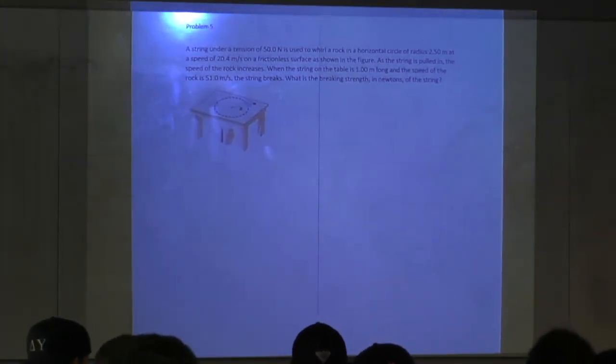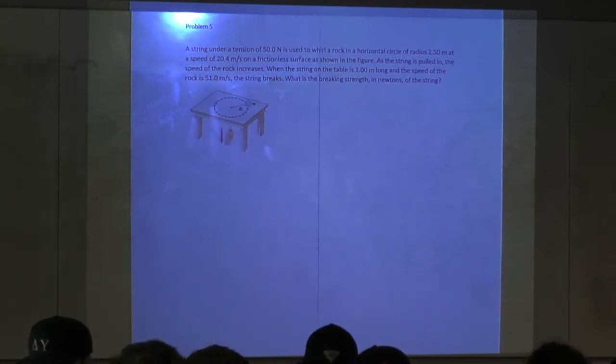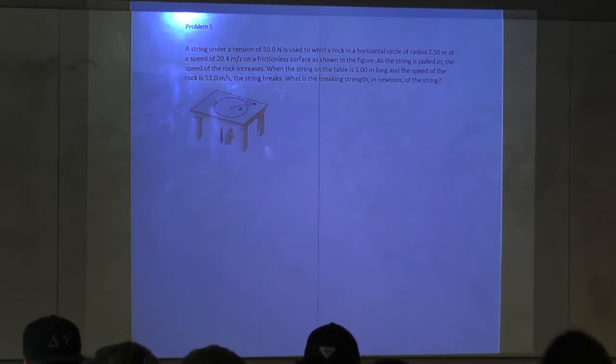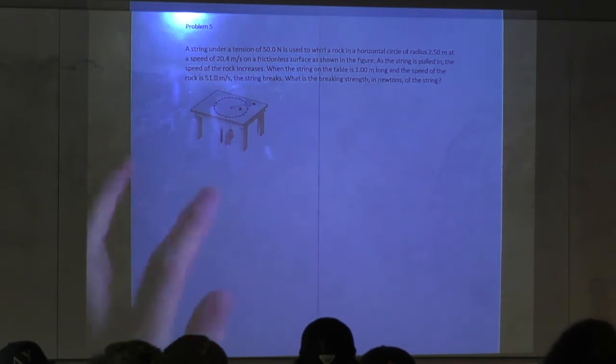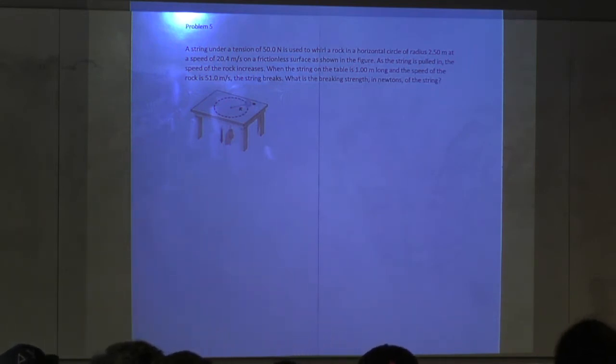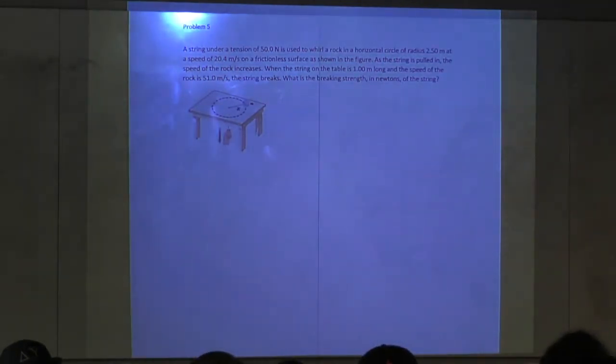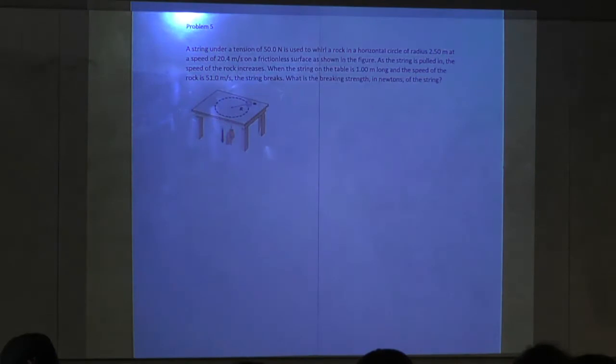Okay, this one's nice and short to give you a break after that problem. A string under tension of 50 newtons is spun around in a horizontal circle. Radius is 2.5 meters, which is a very big radius for what this drawing is showing, but it's going at a speed of 20.4 meters per second on the table. Then you pull the string down from below, and that radius shrinks because you're pulling it inwards. It gives the new radius and the new velocity, and then the string breaks at that point. So it's asking what's the strength of the string, basically. What's the max strength it can handle?